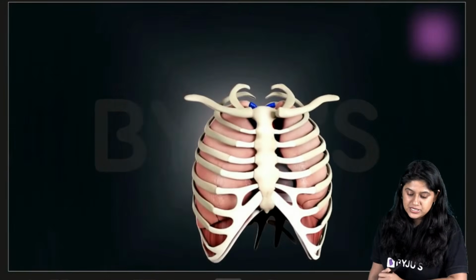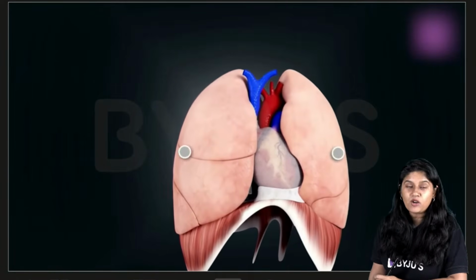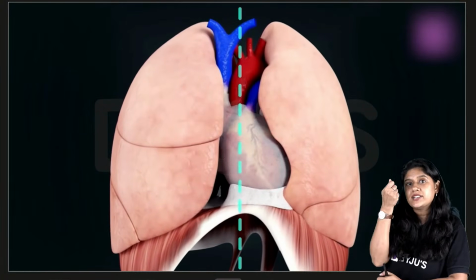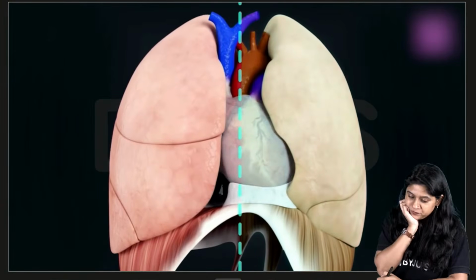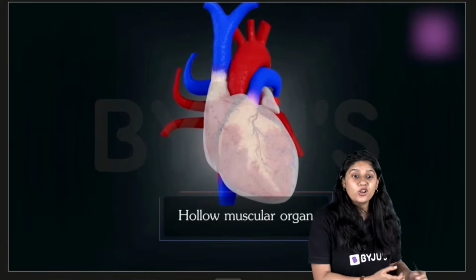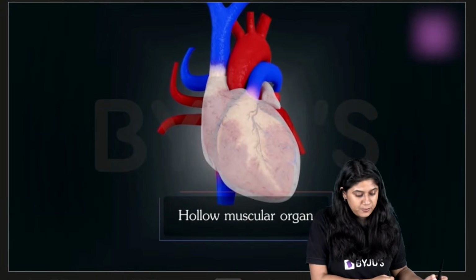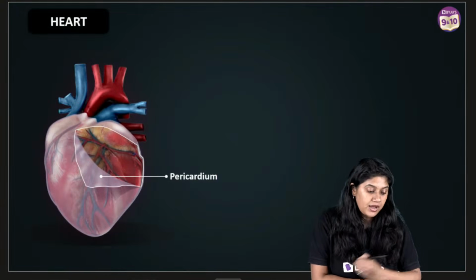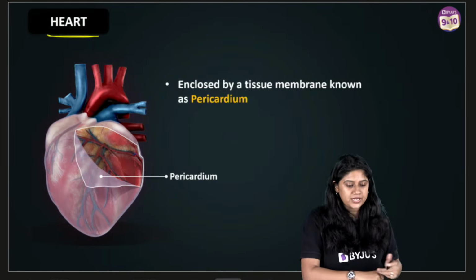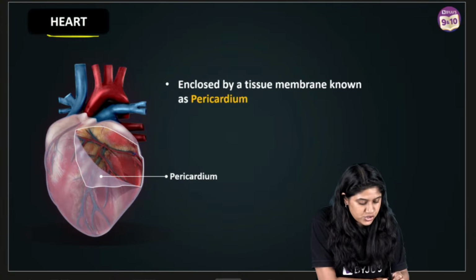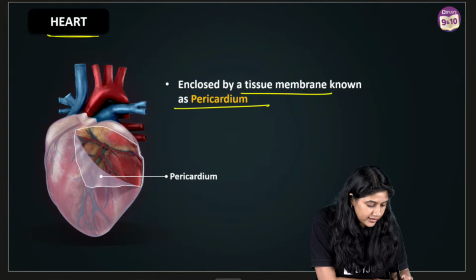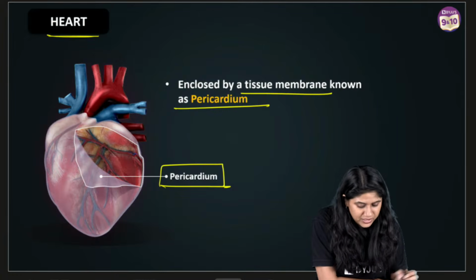See, it is present, it's kind of tilted towards the left side a little bit. The size of a heart is about the size of a fist. It's a hollow muscular structure. Now let's talk about it. Our heart has a covering of a very important thin layer, right? A membranous tissue, which is known as the pericardium. So over here we have a layer which is called the pericardium.